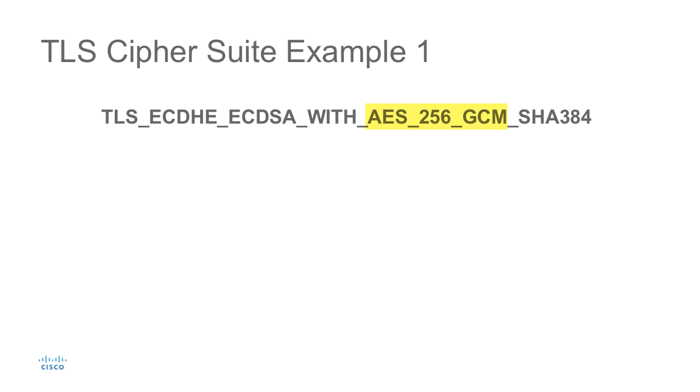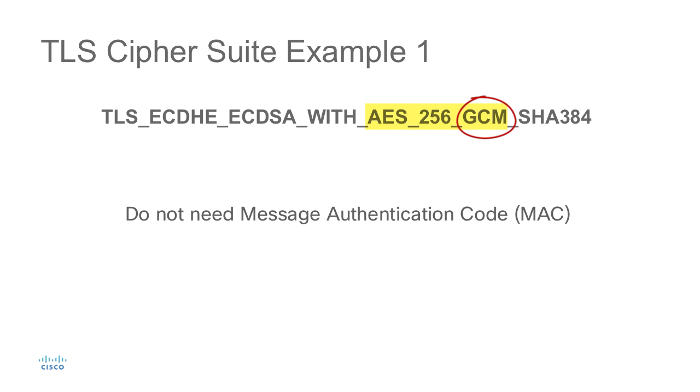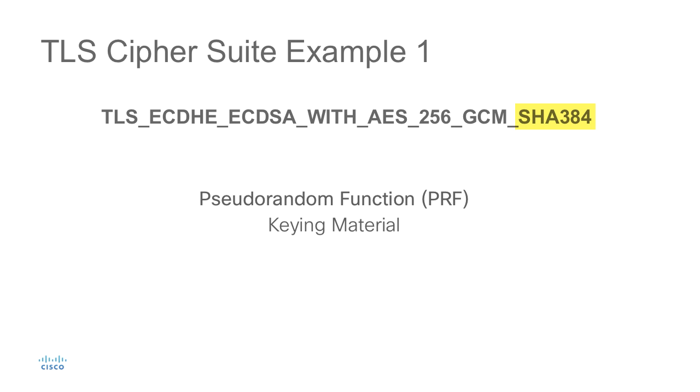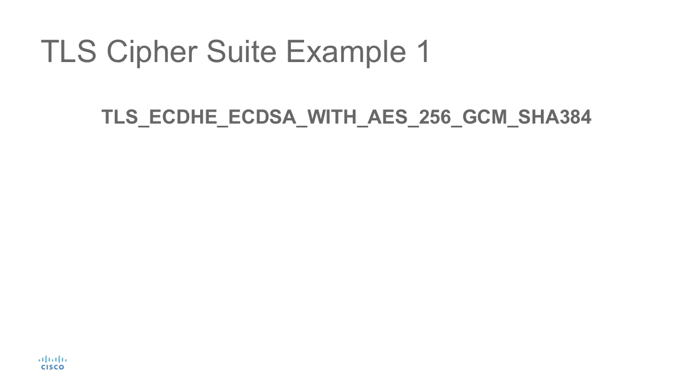We have encryption that is using AES-256 GCM, and because we're using this authenticated encryption mode, the GCM here, there's no reason to use a message authentication code. So for this particular cipher suite, we don't do that. We are using SHA-384 for our pseudorandom function. The abbreviation for that is PRF. A pseudorandom function is the definition of our keying material. It's how our keying material is handled, and it's what generates our keying material. Now this is just one example.